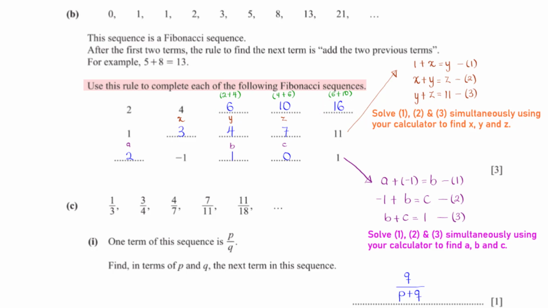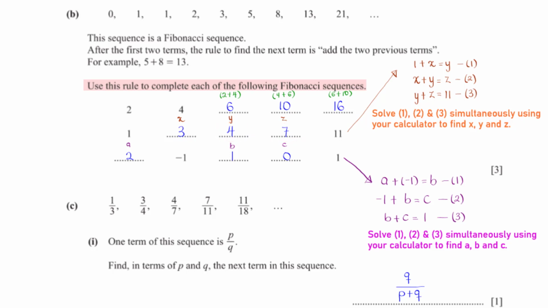For the second row, we only have the first of the first 2 terms and the term at the end. What we can do is represent the 3 blank spaces with x, y, and z. So this means that 1 plus x is y, x plus y is z, and y plus z is 11. We can solve these equations using the calculator, and we get x equals 3, y equals 4, and z equals 7.